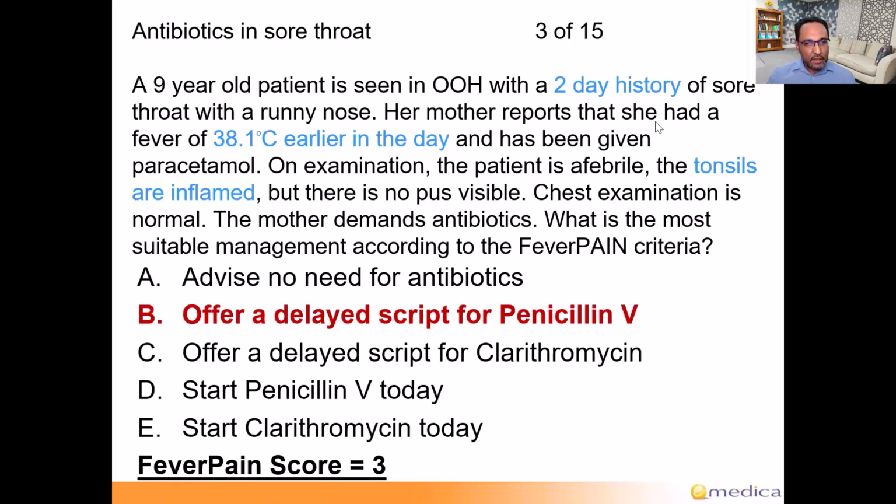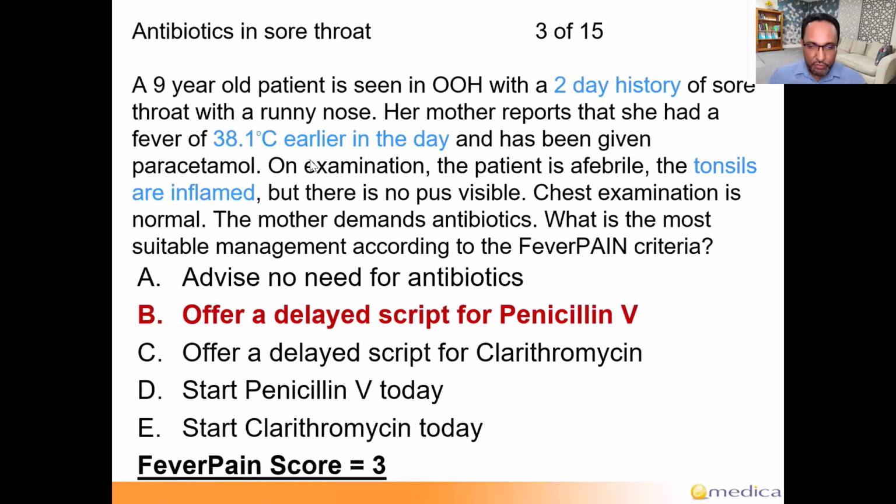All right. Mother says that they had a fever of 38.1 earlier today. On examination now, they're afebrile. Do they get a point for that? Yes, they do. It's fever within the last 24 hours, and that includes if it's been measured at home.